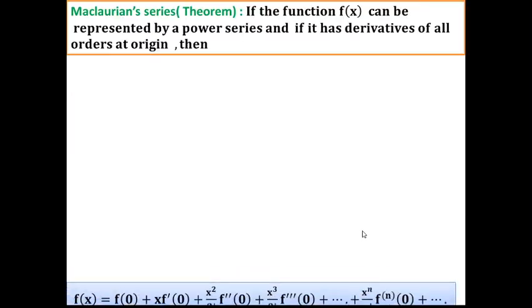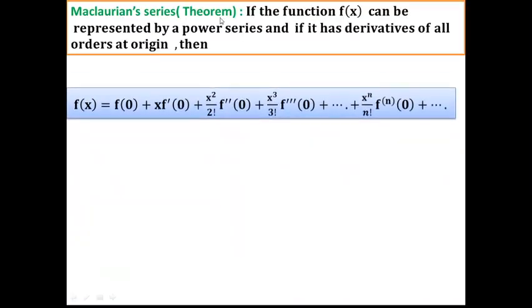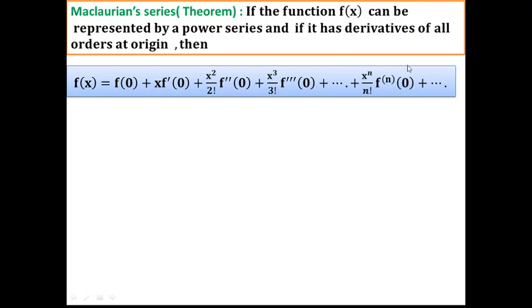Now let's see the next form, that is the Maclaurin series expansion. If the function can be represented by a power series and all its derivatives of various orders at the origin exist, then f of x is equal to f of 0 plus x f dash of 0 and so on. So this is the Maclaurin series expansion, which is defined at a equal to 0. How do we get this formula D? With the help of the Taylor series expansion.